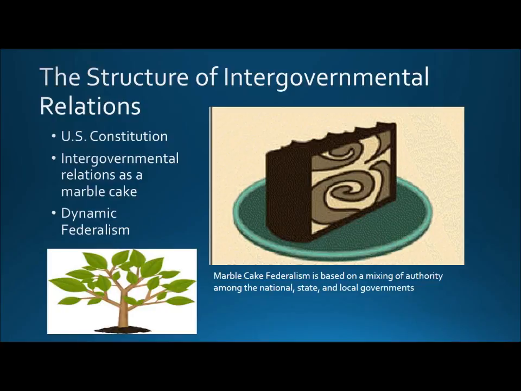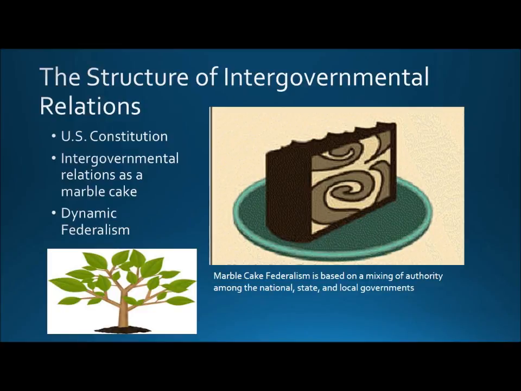A common metaphor used to explain the structure of intergovernmental relations is the marble cake. This metaphor holds that the cooperative relations among the varying levels of government result in an intermingling of activities. This is in contrast to the more traditional view of layer cake federalism, which holds that the three levels of governments are totally or almost totally separate.